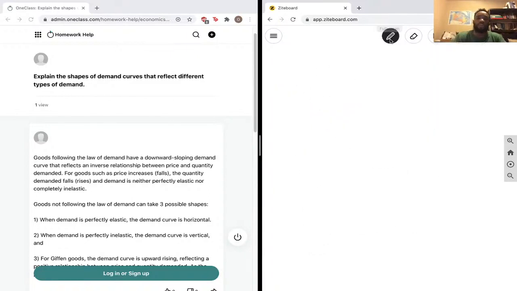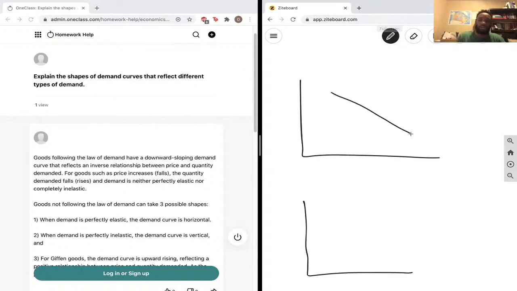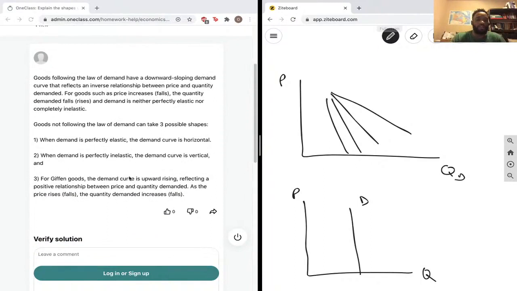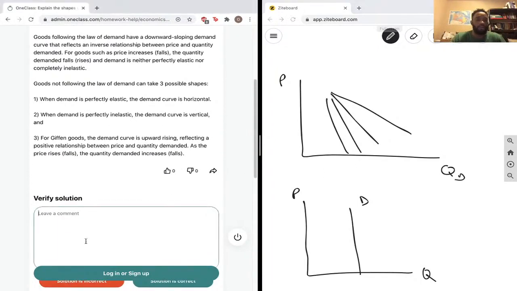Same scenario applies when demand becomes less elastic. As demand becomes less elastic, the curve will become more steep. So we can look at this, this, this, until it becomes perfectly inelastic, which is the vertical demand curve. So those are all the different possible shapes of a demand curve, and this is correct.